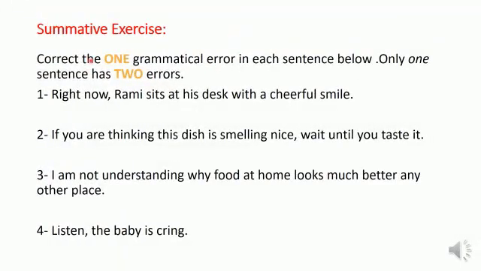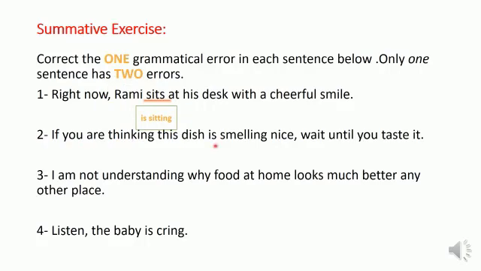Summative exercise. Correct the one grammatical error in each sentence below. Only one sentence has two errors. Right now, Sammy sits at his desk with a cheerful smile. This sentence starts with the time expression right now. This time expression means that the verb should be in the present progressive and not in the simple present. So, look at the verb sit here. It is composed of one syllable. It ends with a consonant. Before the consonant, we have a vowel letter, so we have to double the consonant.